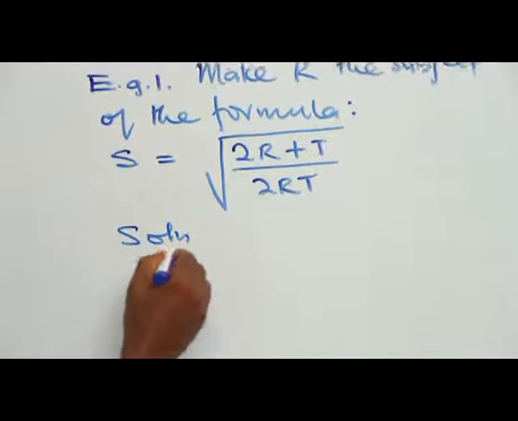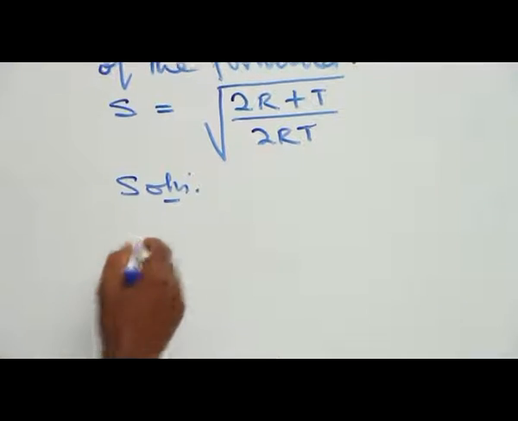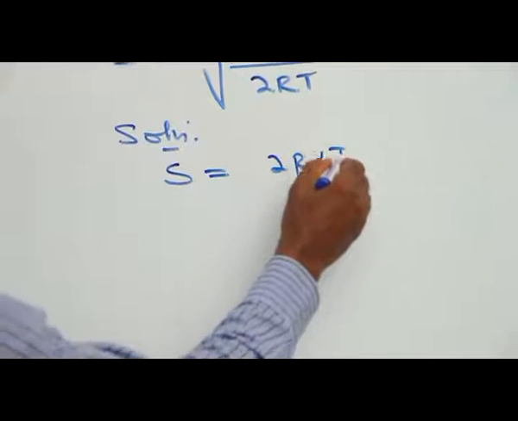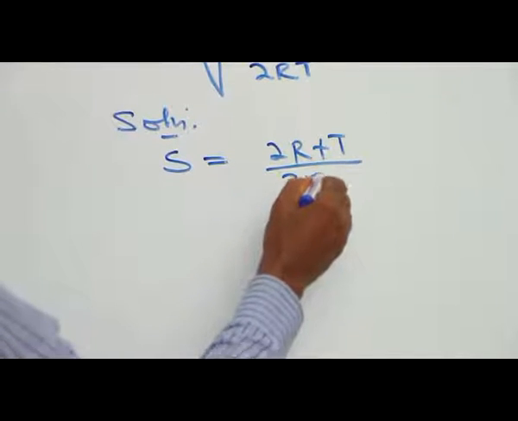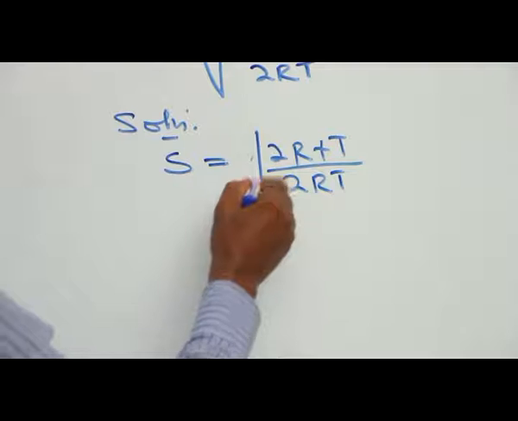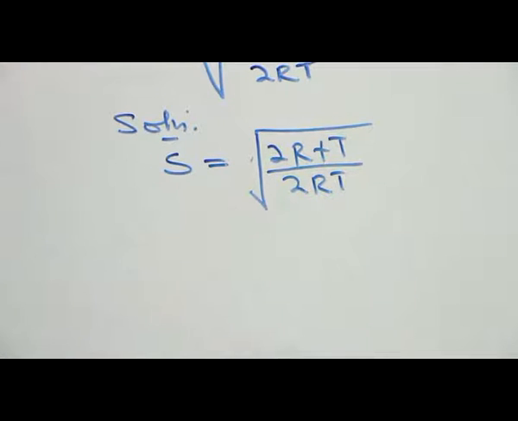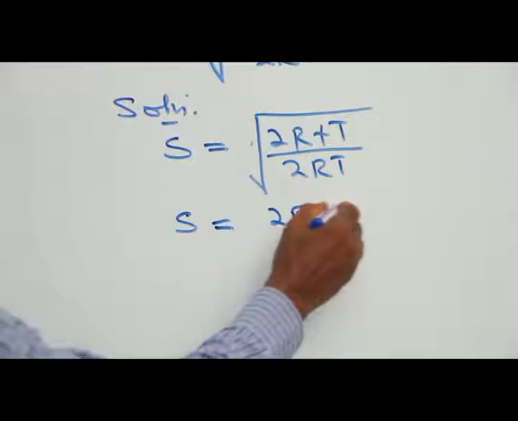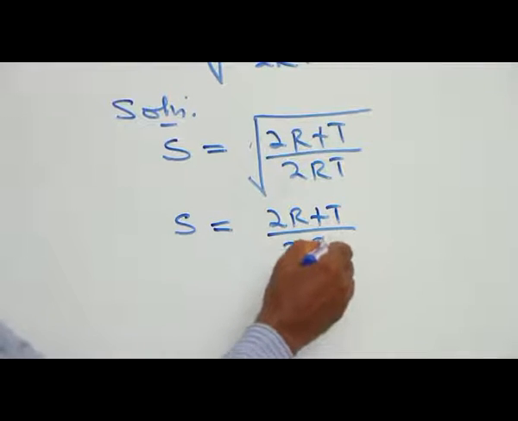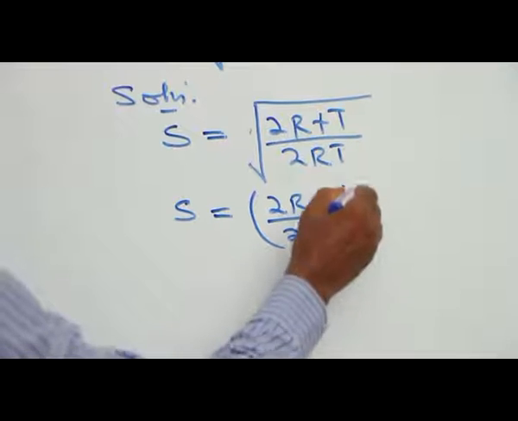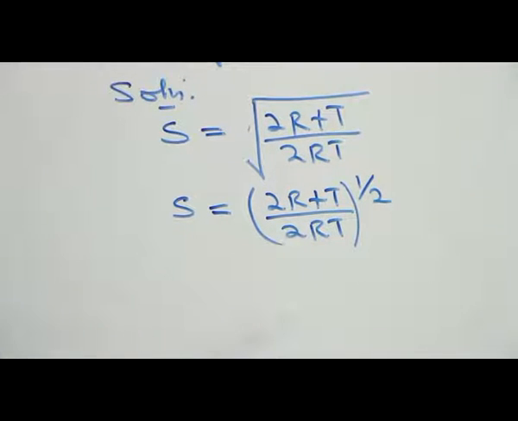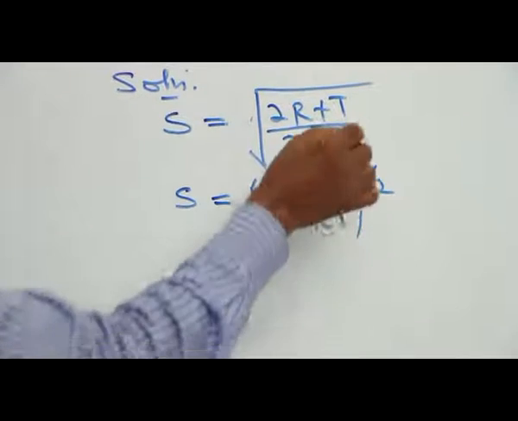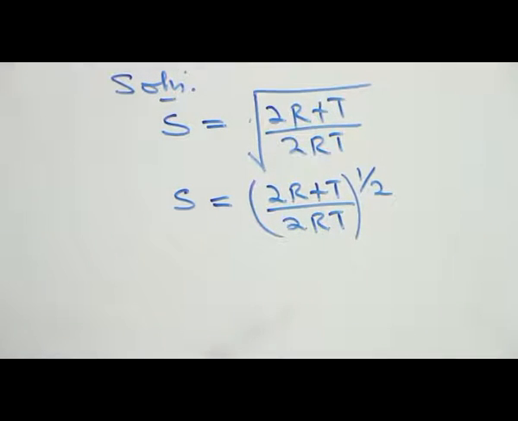Our solution here, the first thing is to remove the square root. Let's write again. S is 2R plus T all over 2RT, everything under square root. Recall that this is the same thing as writing 2R plus T all over 2RT, and if I put this in bracket, this is raised to power half. That is the meaning of the square root. Square root means power half. The number raised to power half is the square root of that number.